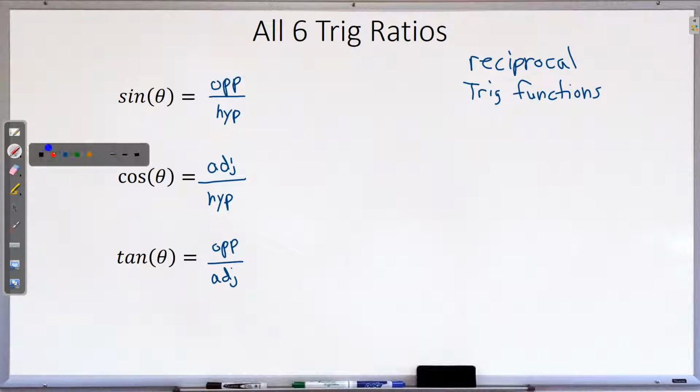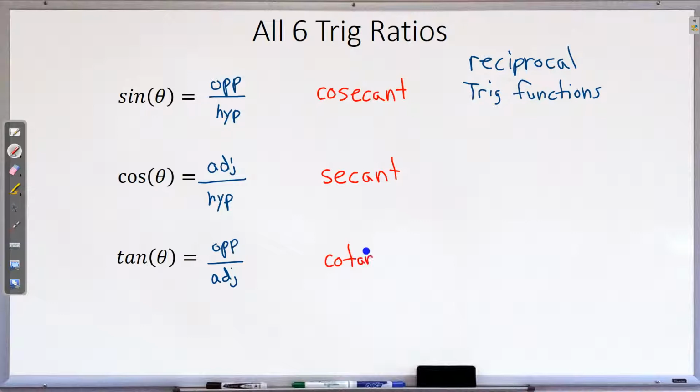So each of these has a pair. Sine has one. It is called cosecant. Cosine has one. It is called secant. Tangent has one. It is called cotangent. That's sort of the easy one to remember here. And so they are the reciprocals of their pair. And so we abbreviate cosecant as CSC, and it's the reciprocal, hypotenuse over opposite.